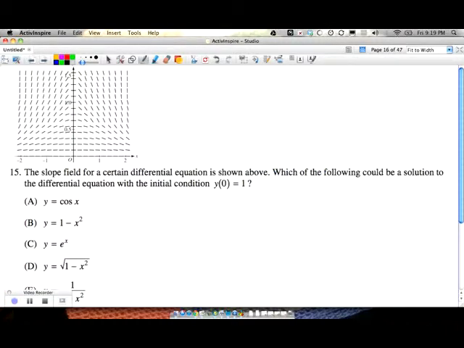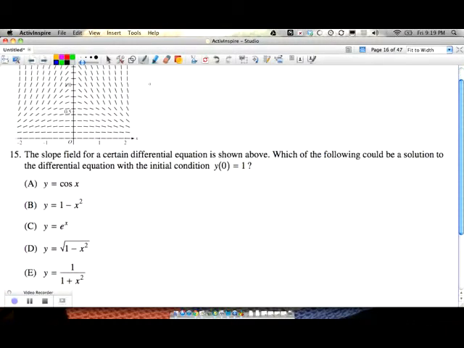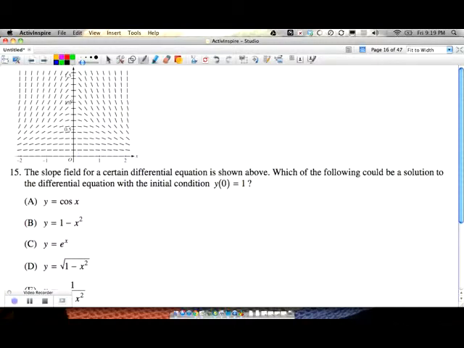The slope field is wavy. Cool looking picture here of certain differential equations shown above. Which of the following could be a solution to the differential equation with the initial condition y of 0 equals 1? In other words, it's saying y of 0 equals 1, so right here. So if I'm going to go through that line, what happens as I follow this path? Well, it looks like I go down on one side. Looks like I also go down on the other side.